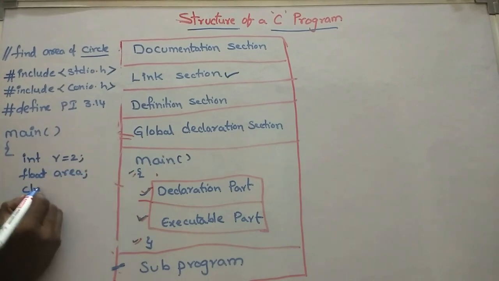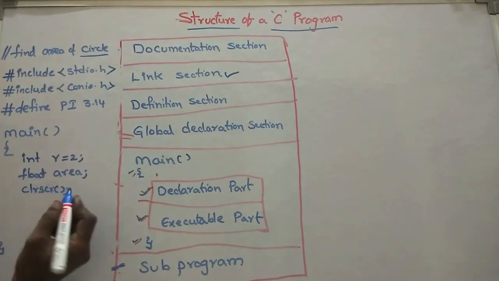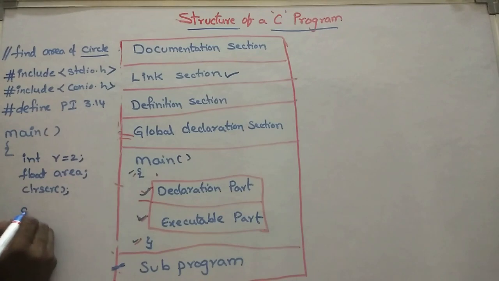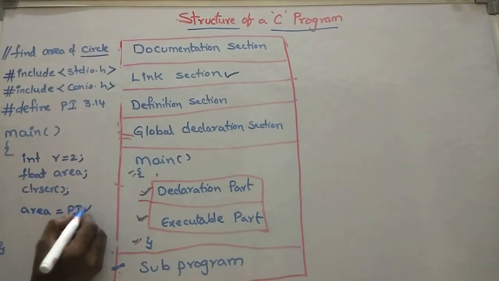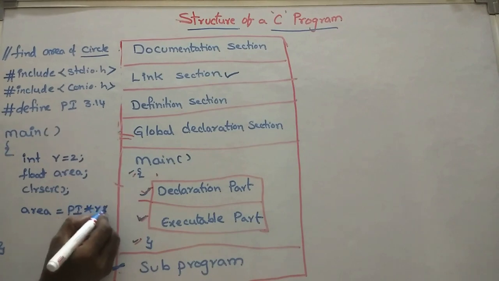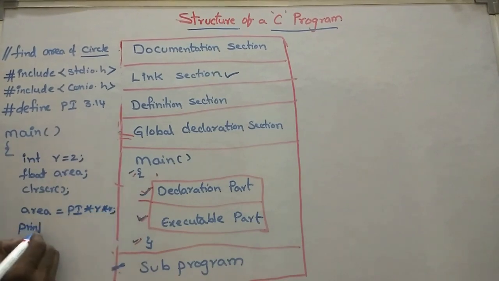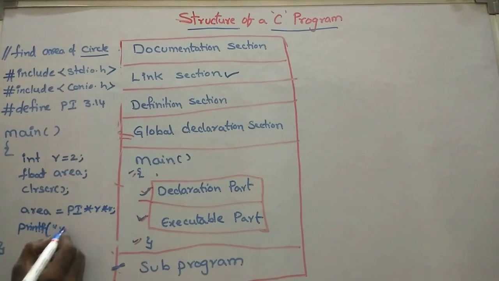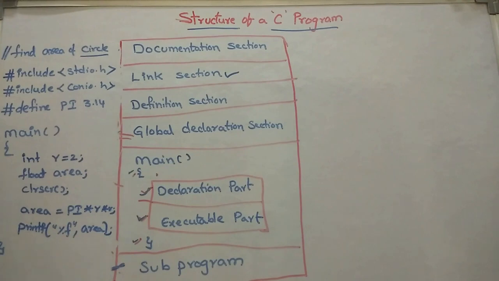And I have to use clear the screen. After that, I know the formula for area, so I calculate area equal to pi into r square, that is, pi * r * r. After that, I display with printf("%f", area). That is the area I display as the result. And there is no need for the subprogram section. Now it is simply called a C program.